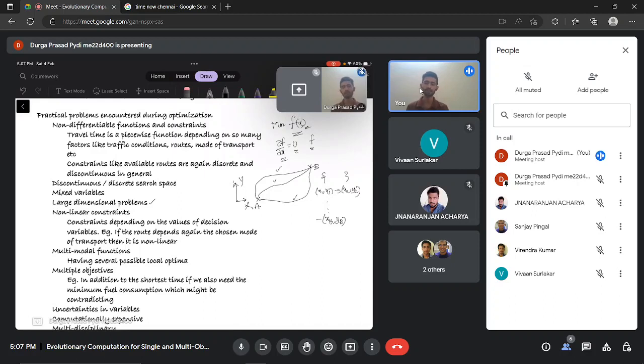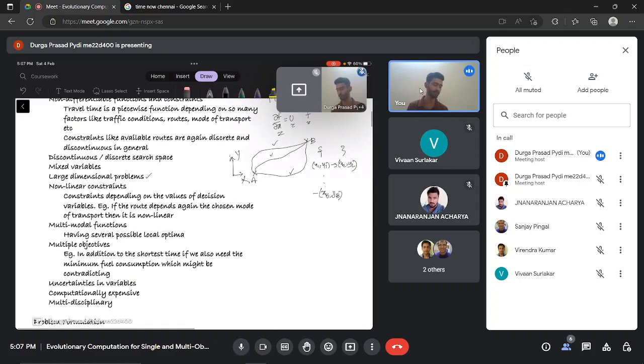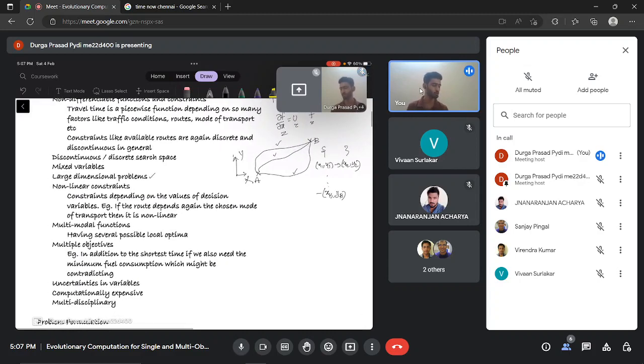Usually, practically all the constraints will be nonlinear, in the way that nonlinear constraints depend again on one of your decision variables. Say in the previous traffic example, you choose the route depending on your mode of transport. Some particular routes are only accessible with some particular type of vehicle. Say you can move on a particular road only with your motorbike. It is these kinds of constraints that we are calling nonlinear, and these are usually natural to occur in all the practical optimization problems. And another frequent problem is your multimodal functions.